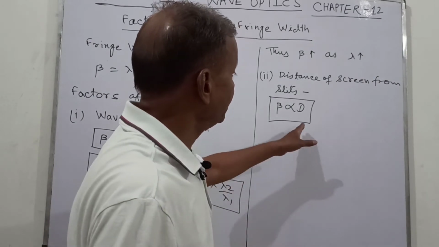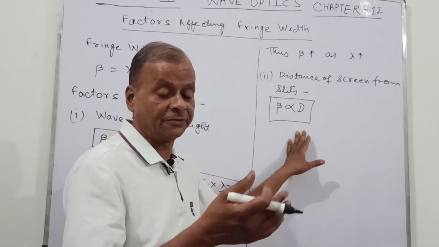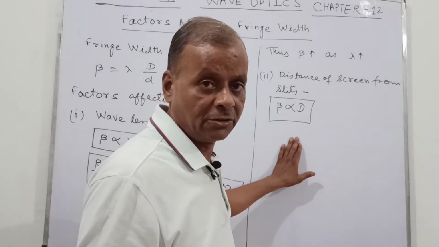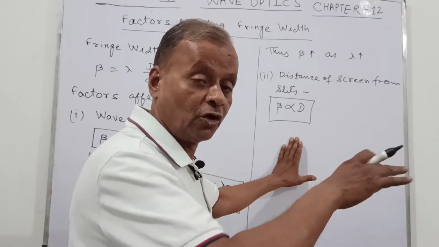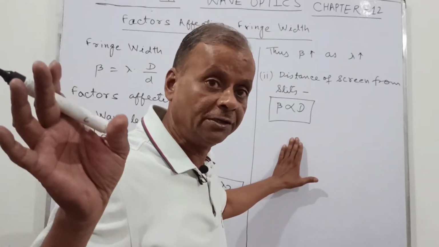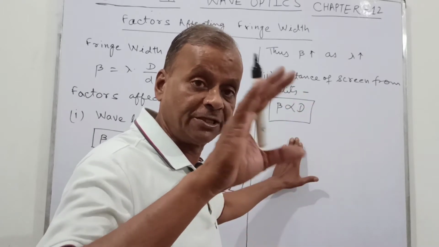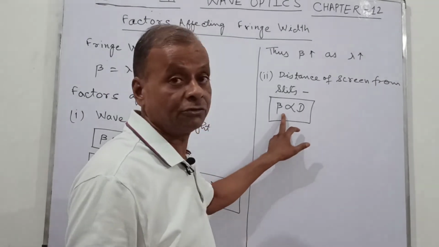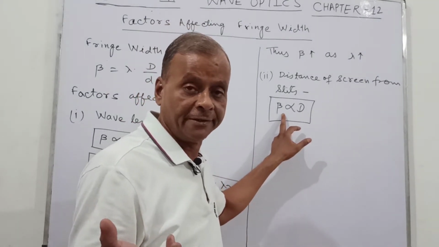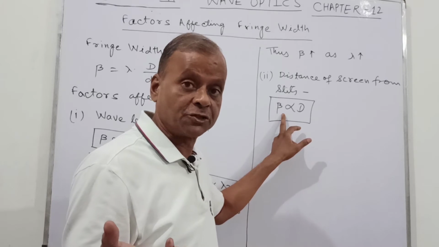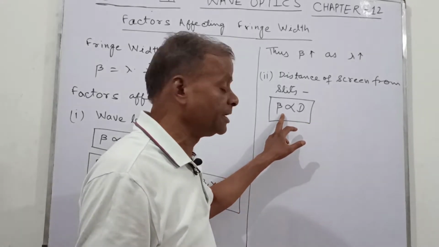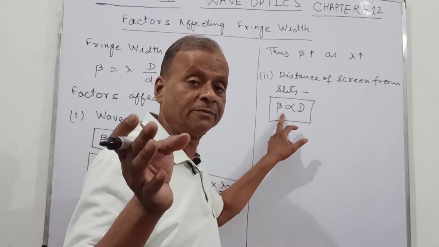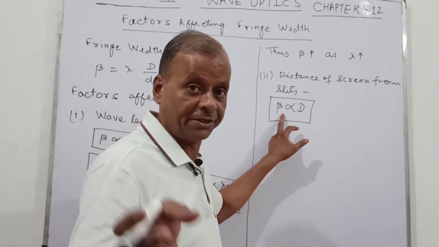So you can see that if D is suppose very large, D is equal to infinite, then what will happen? Beta will be infinite. So the fringe width, the whole of the screen will be illuminated equally. So no fringe will be visible. And when beta is equal to 0, it means that no fringe pattern will be seen on the screen. So thus by changing the value of D, the beta can be changed. So by displacing the screen, the different thickness of the interference fringes can be obtained.